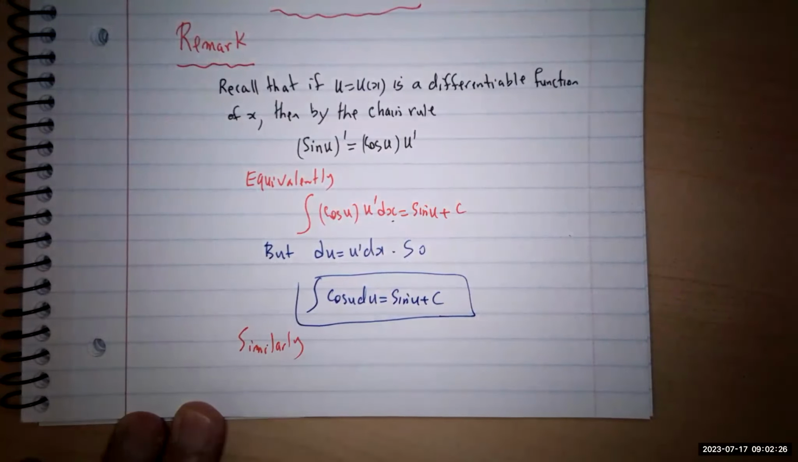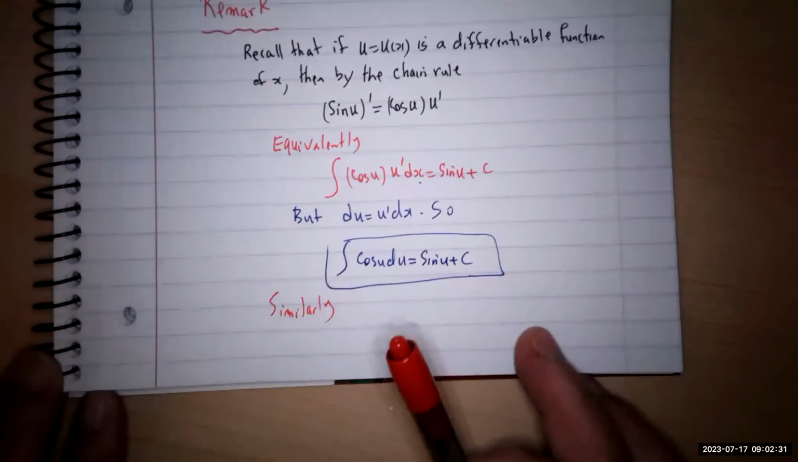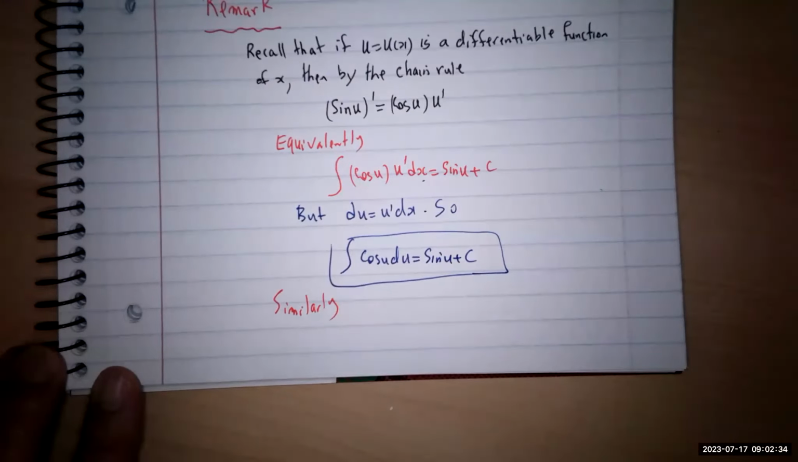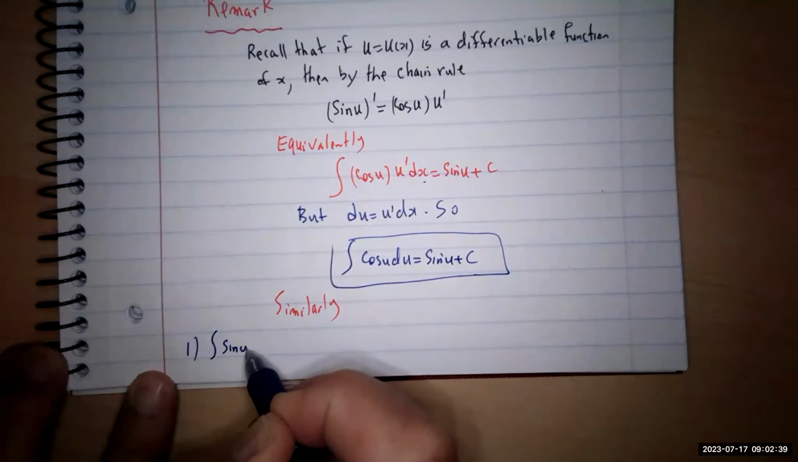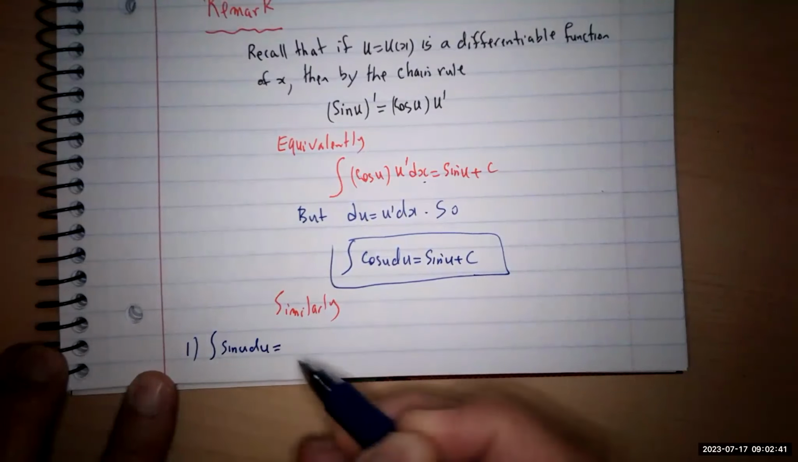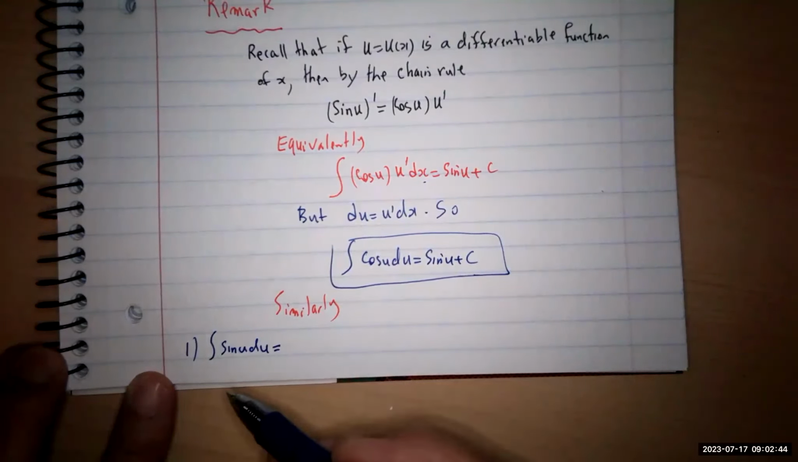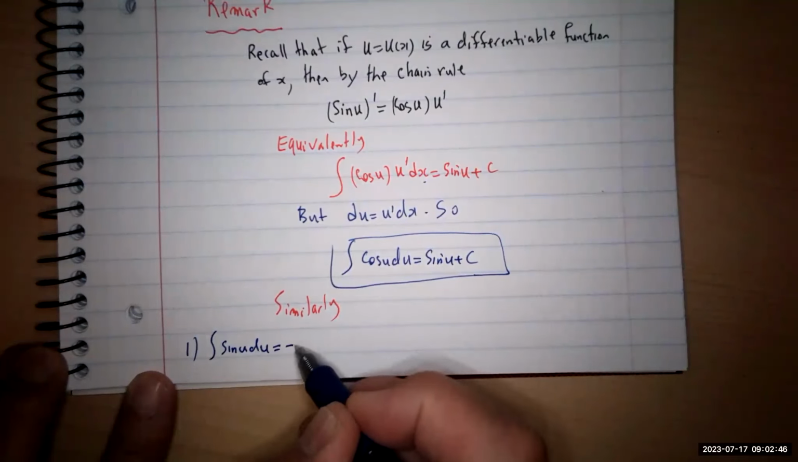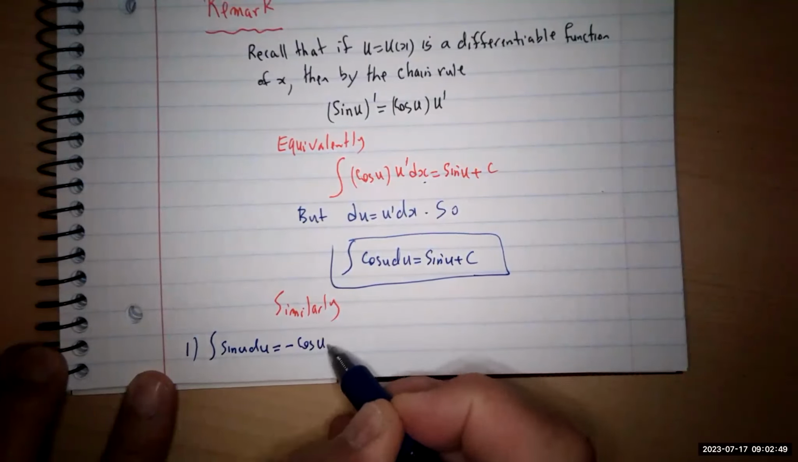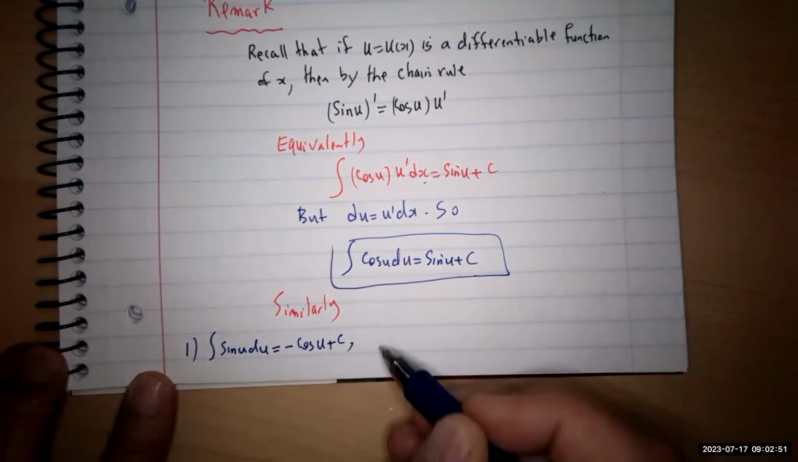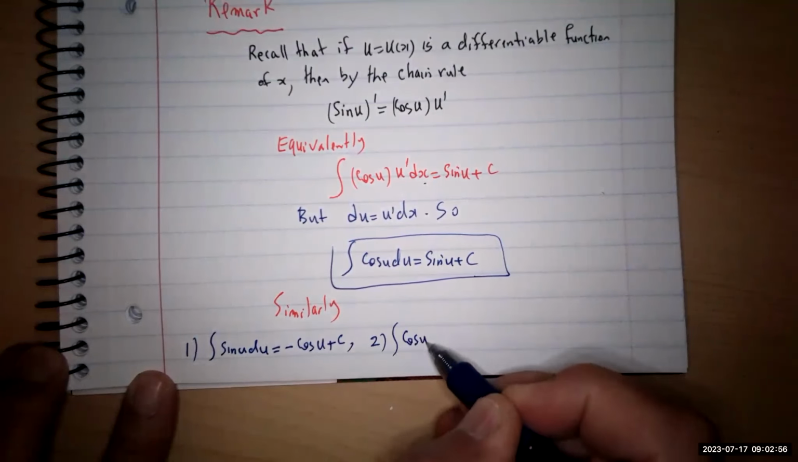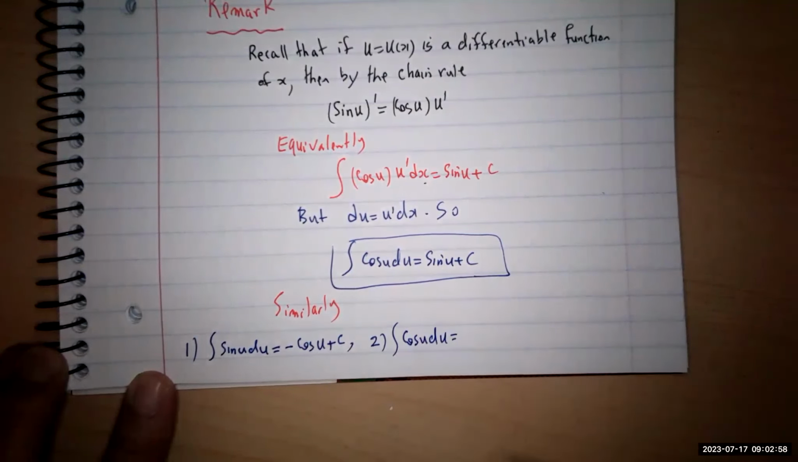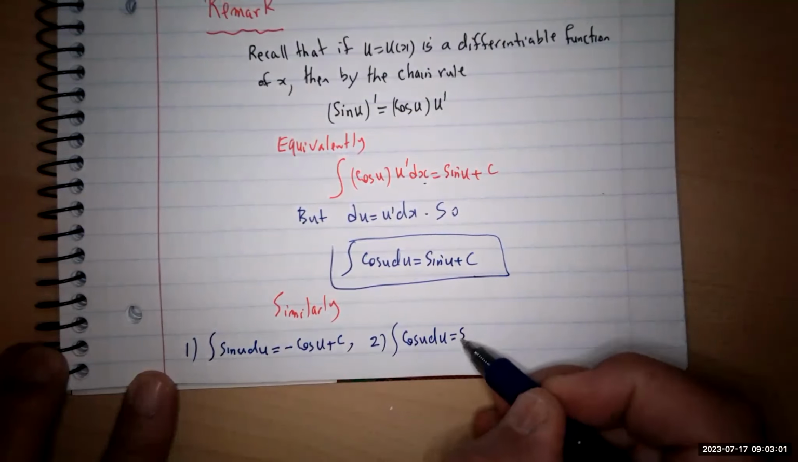I'm going to list all of them for you. Your list is going to be the following. The first one, the integral of sine u du. Remember, you want to find a function whose derivative is sine. The integral of sine is negative cosine of u plus c. That's the first one. The second one, what is the integral of cosine of u du? You want to find a function whose derivative is cosine, so that function is sine.